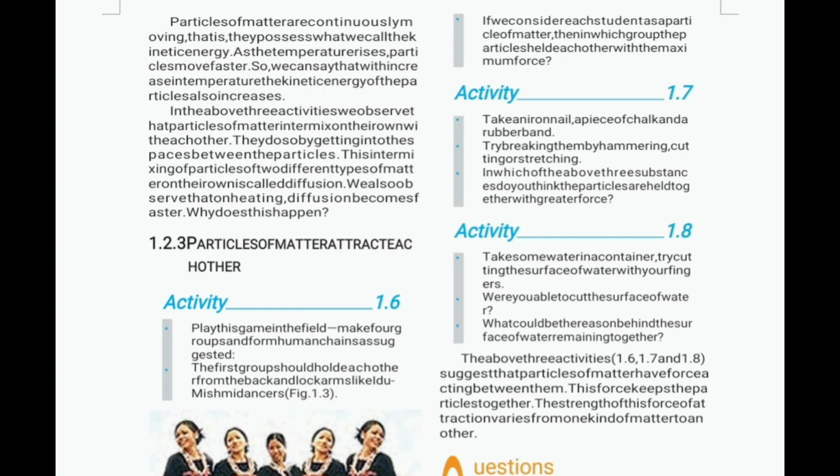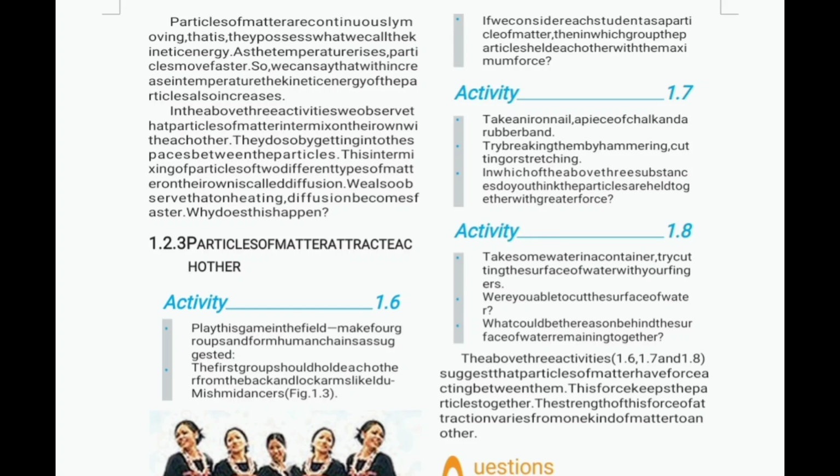In the above 3 activities we observe that particles of matter intermix on their own with each other. They do so by getting into the spaces between the particles. This intermixing of particles of 2 different types of matter on their own is called diffusion. We also observe that on heating, diffusion becomes faster. Why does this happen? 1.2.3 Particles of matter attract each other.